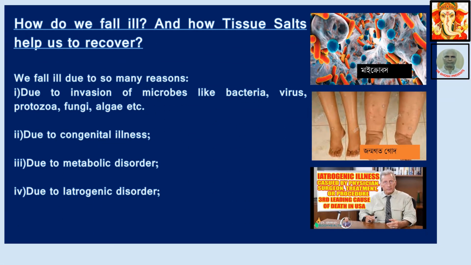How do we fall ill and how does tissue salt help us to recover? We fall ill due to so many reasons. Number one, due to invasion of microbes like bacteria, virus, protozoa, fungi, algae, etc. Number two, due to congenital illness. Number three, due to metabolic disorder. Number four, due to iatrogenic disorder. Iatrogenic disorder means diseases caused by medicines.